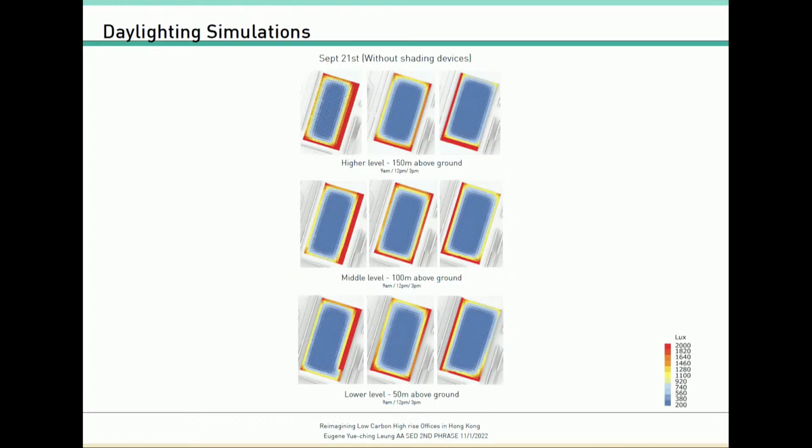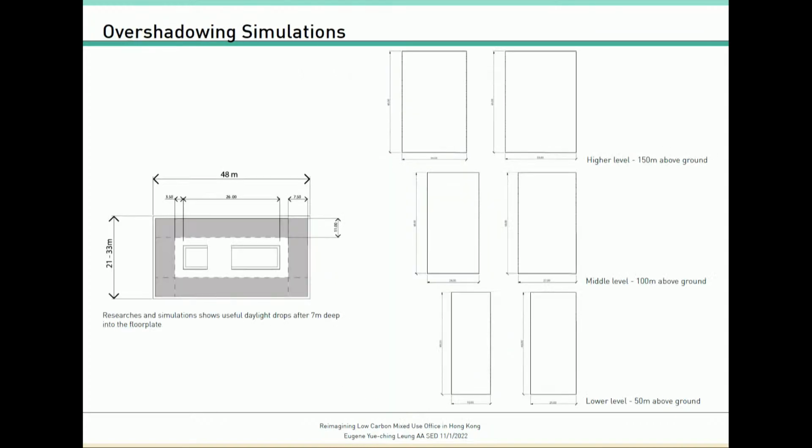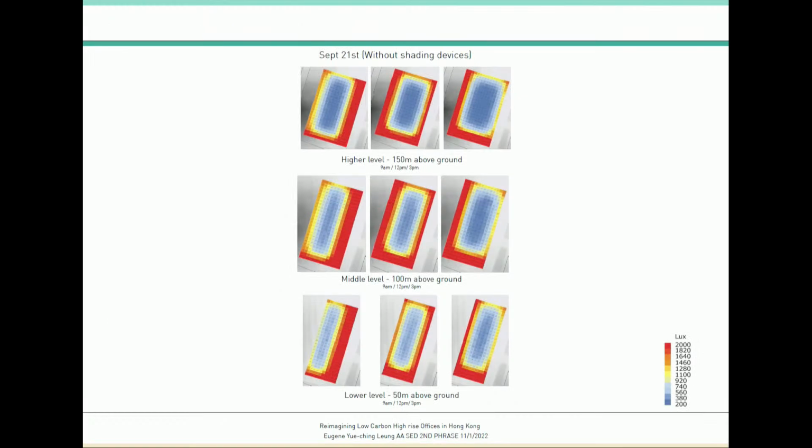I first started with a vertical block, and you can see the higher levels receive more daylight than the lower ones, because the lower ones tend to be blocked by the towers and buildings around. That's why I developed a strategy of narrower floor plates on the lower levels and wider floor plates on the higher levels to balance the daylighting. This is supported by researchers and studies, and an ideal passive zone depth is around 7 meters into the floor plate. With that strategy, the daylight is now more balanced across all floors.